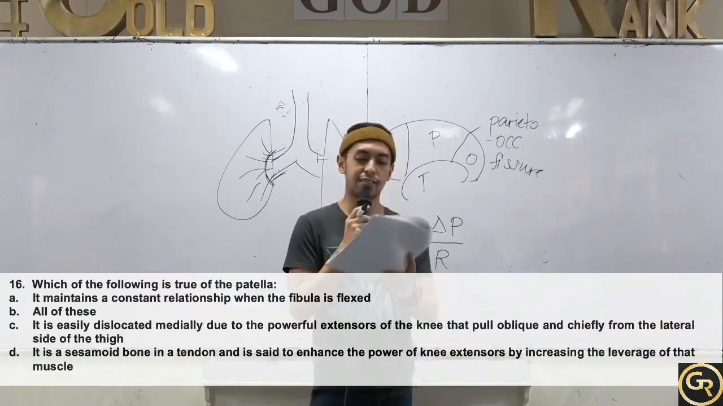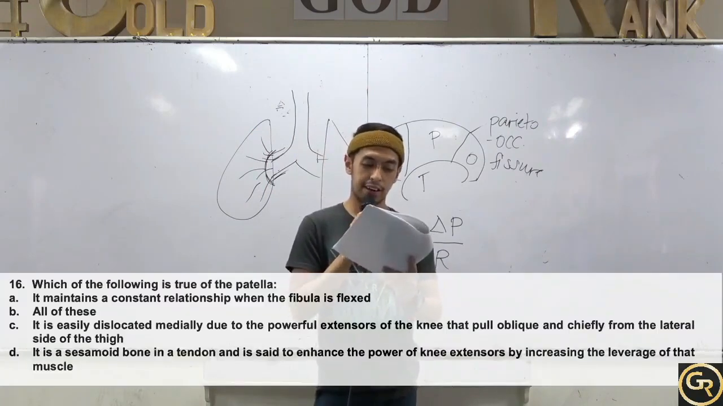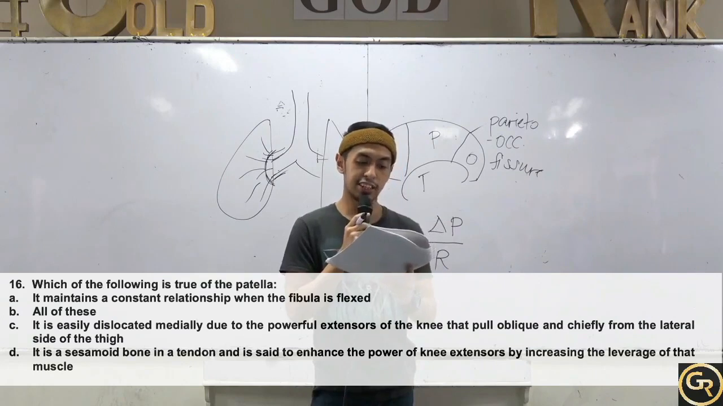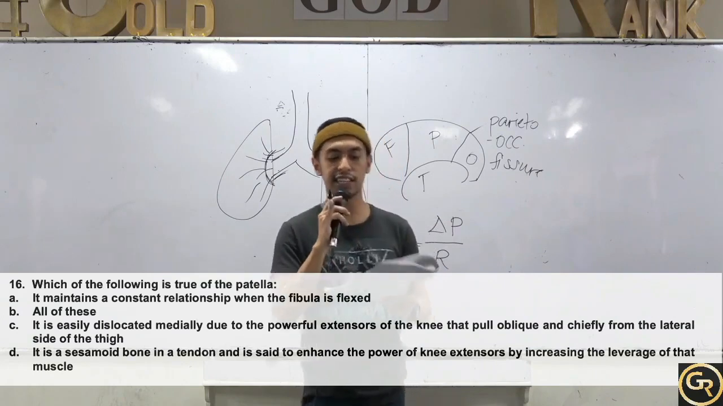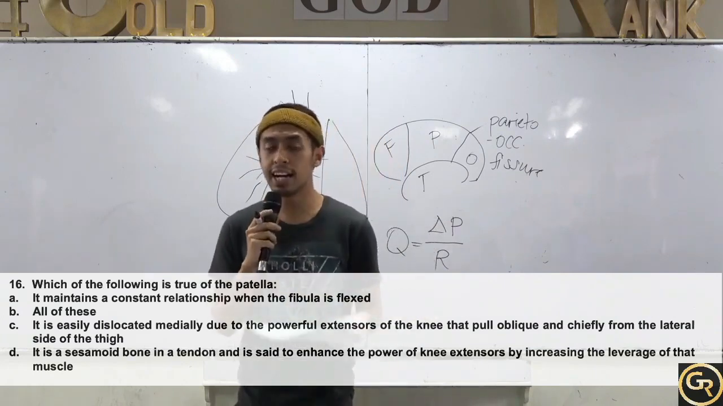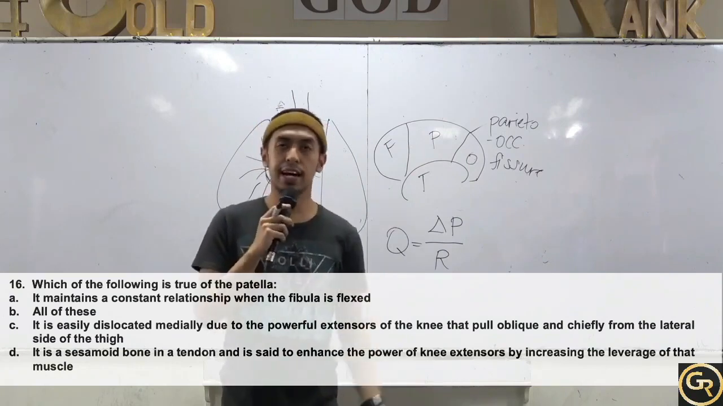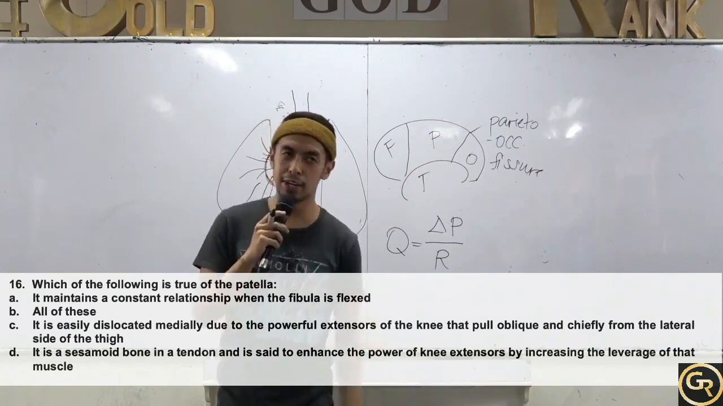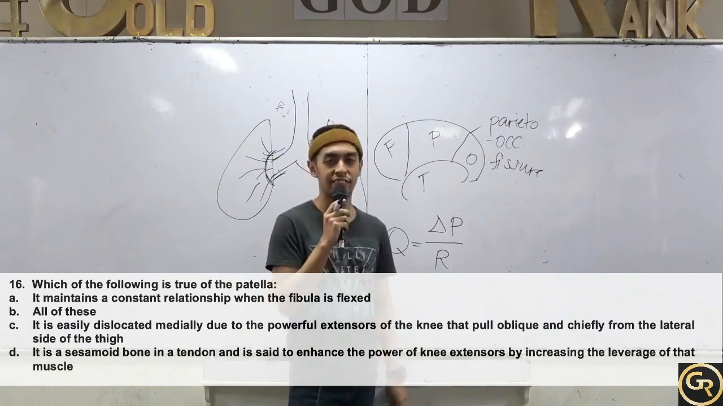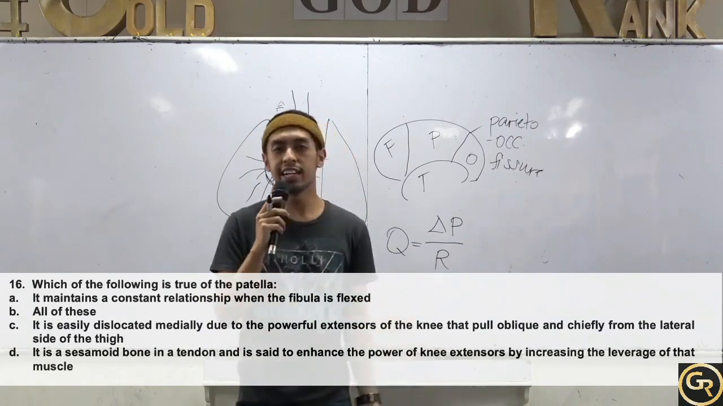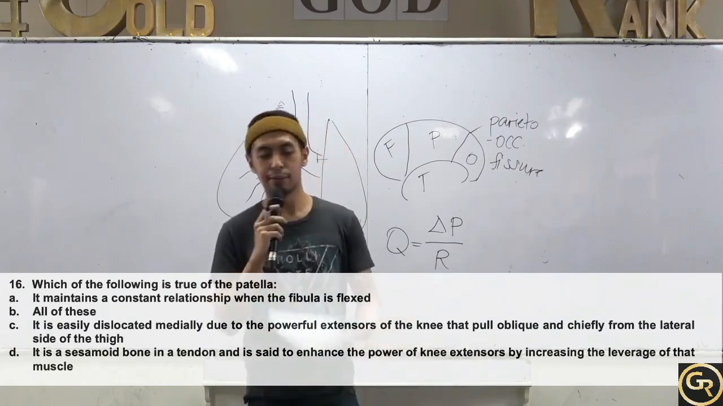16. Which of the following is true of the patella? Let's take a look. Letter A, it does not have a constant relationship with the fibula. Is that correct? It is more with the tibia and the femur, because the fibula has no participation when it comes to the knee. It's only the tibia and the femur.